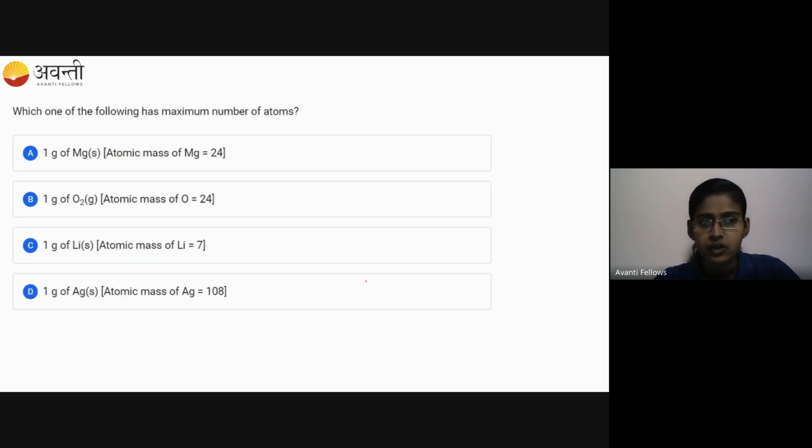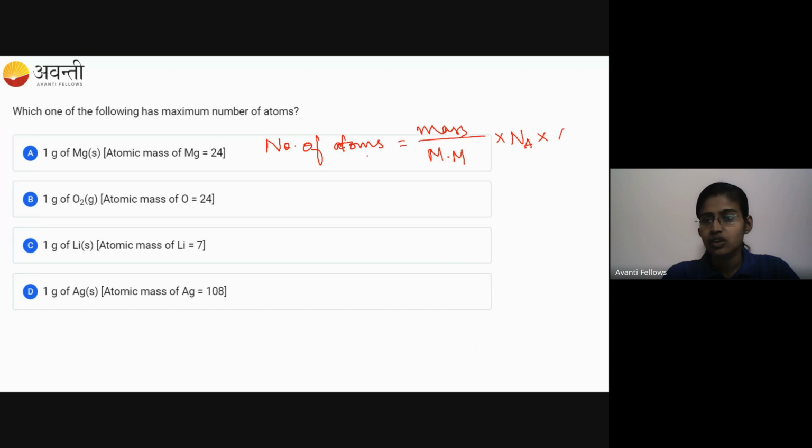Which one of the following has maximum number of atoms? Which one has maximum number of atoms? So to solve this, what we have to do? We have to take the number of atoms. So the number of atoms is equal to the mass divided by molar mass into Avogadro number into atomicity.